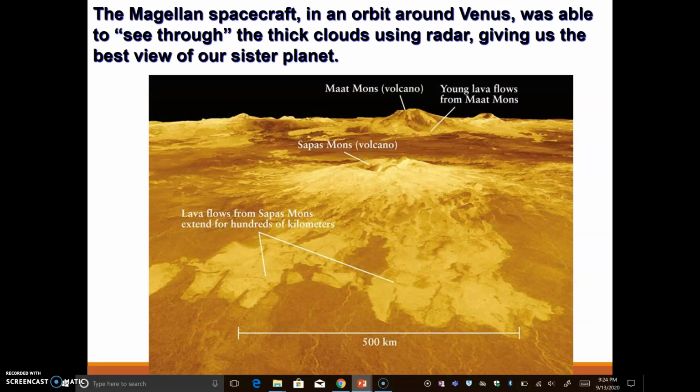But the Magellan spacecraft is in orbit around Venus and is able to see through those thick clouds of sulfuric acid and gives us a view of our sister planet. We can see some volcanoes on its surface, and you can see how the lava cracks are over here. A couple of different volcanoes that you can see and the lava flowing on the surface of the planet.